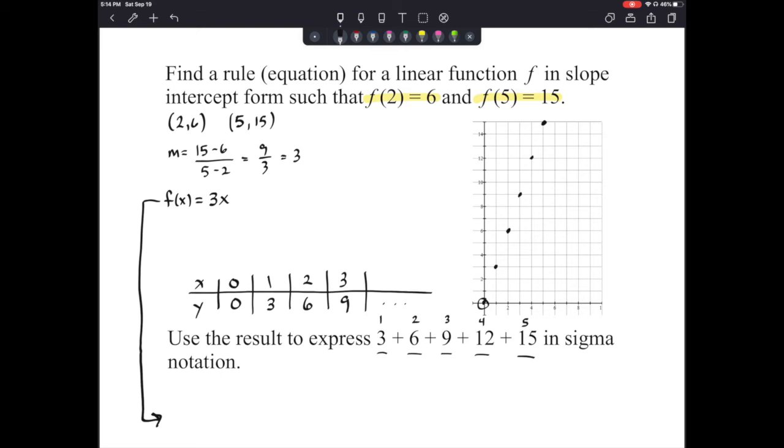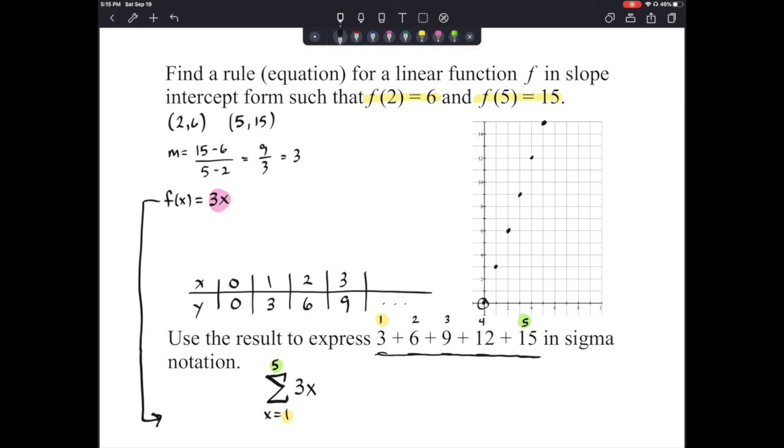So we've got this expression, 3 plus 6 plus 9 plus 12 plus 15, or that sum, we're going to represent in sigma notation. So we're finding the sum from the first term, so where x equals 1, to where x equals 5, right? So from the first term to the fifth term, that's what we're putting in there. And then our function rule is simply this 3x. So we'll take that and we'll put 3x in there.